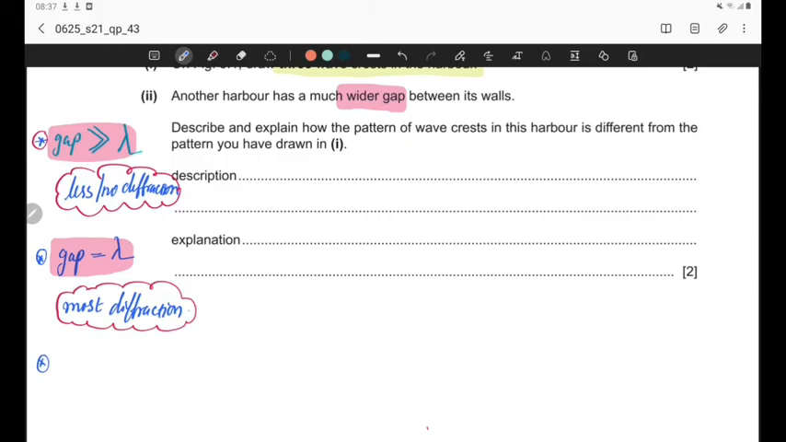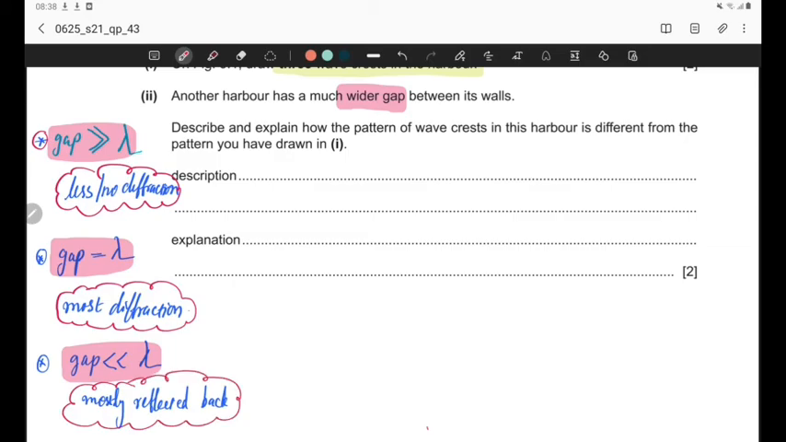And the third possible case is the gap width is much smaller than the wavelength. So in this case, most of the waves will reflect back. They won't be able to pass through this small gap. So most of the waves will be reflected back as the gap size is too small.